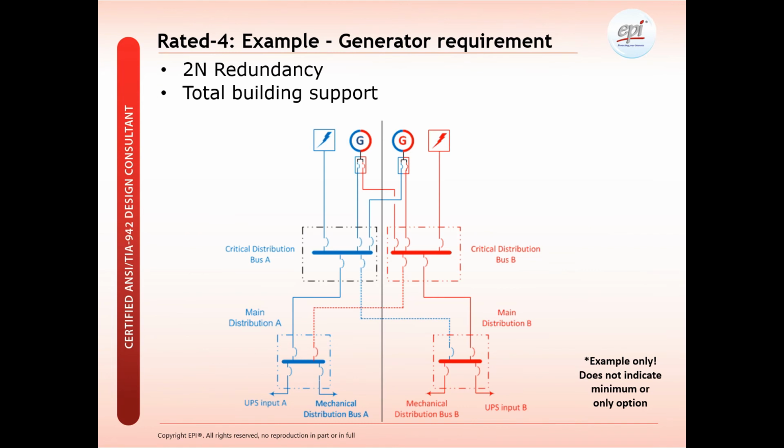During the training, we will show various examples of generator configurations for the different rating levels. In this particular case here, we're showing a typical rated 4 2N redundancy system offering total building support. Obviously rated 4 has to be automated and fault tolerant to be able to sustain one fault anywhere in the system.